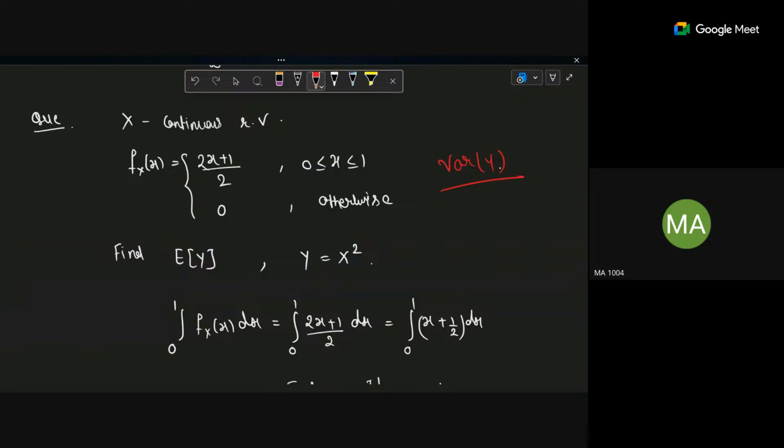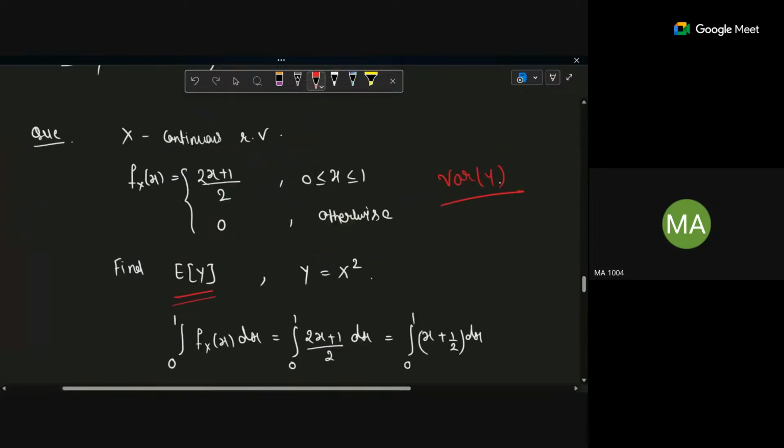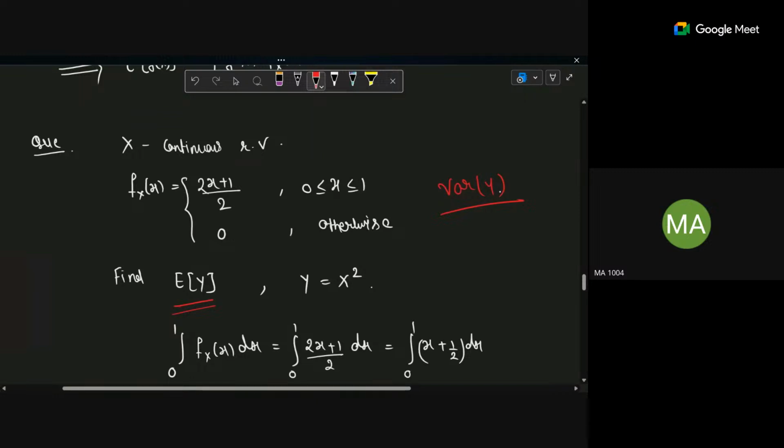Yes, because what will be the variance of y? E of y square minus the whole square of E of y. E of y you are already calculating. Now the task is to calculate E of y square. What is y square? Y square is x power 4. The same concept will be there. If you can calculate expectation, you can calculate variance also. Just the equation will change, obviously. The integration and integrand are going to change. Those are the only changes. The rest of the part will be the same.